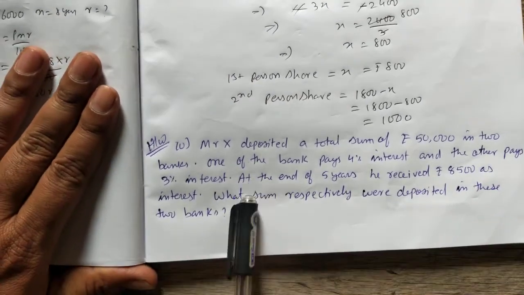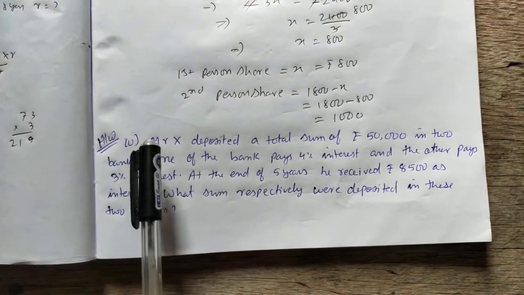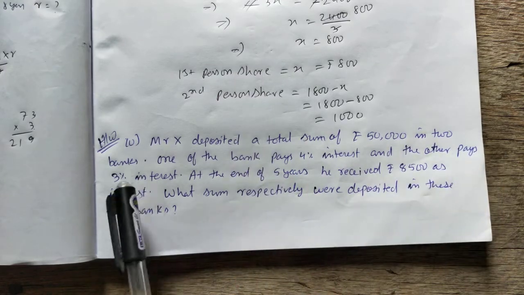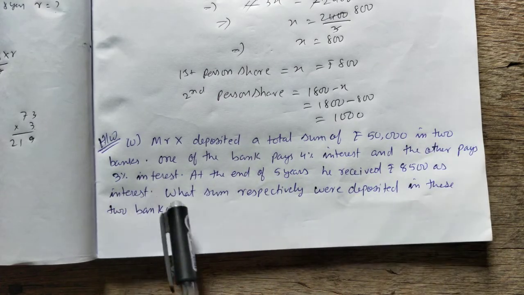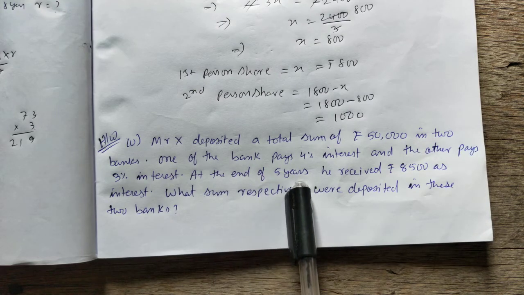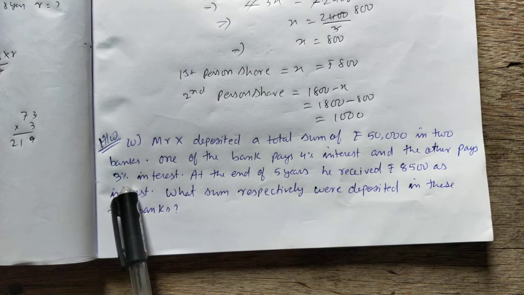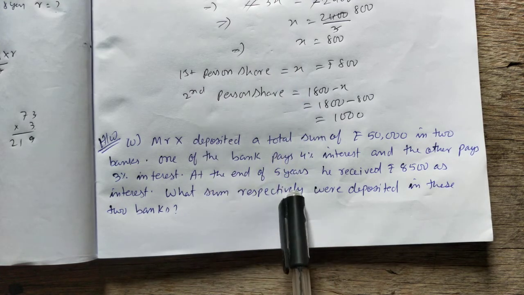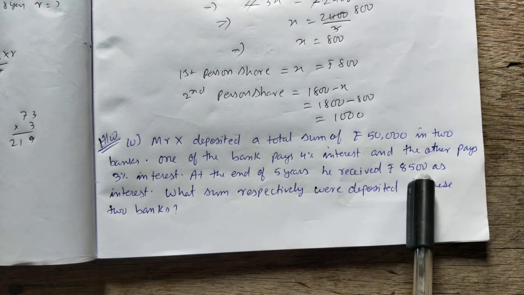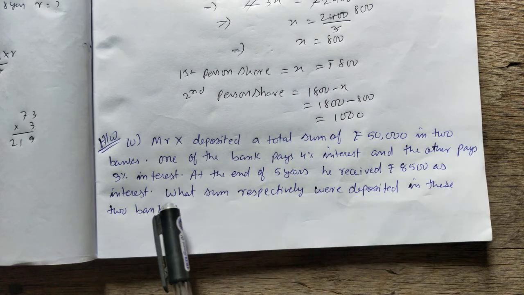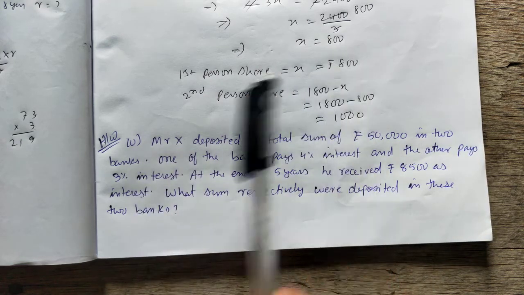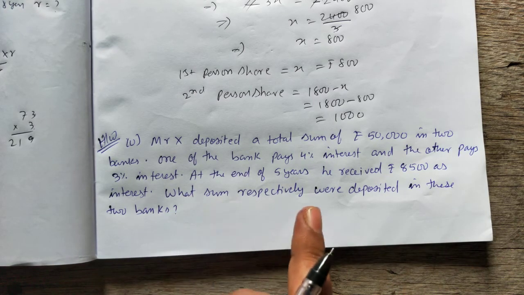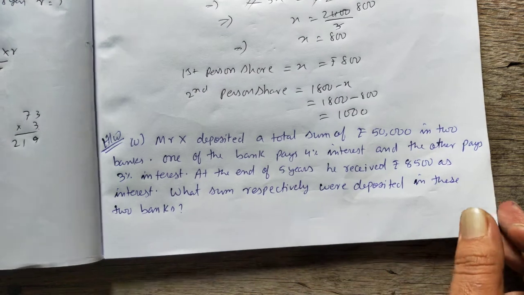So similarly you have to do this one. The question is similar. Okay, Mr. X deposits a total sum of 50,000 (in the last question, 1,800) in two banks. Interest is 4% for the first one, and second one is 3%. 5 years is given. In the last question it was 6 years, and the interest is 8,500. In the last question it was 462. So you have to do the same method as in question number 9. Okay, do it as homework. You can pause the video and write the questions.